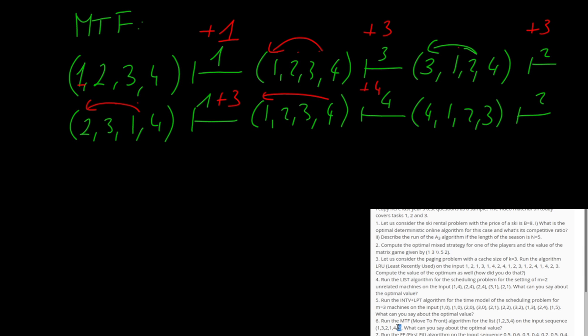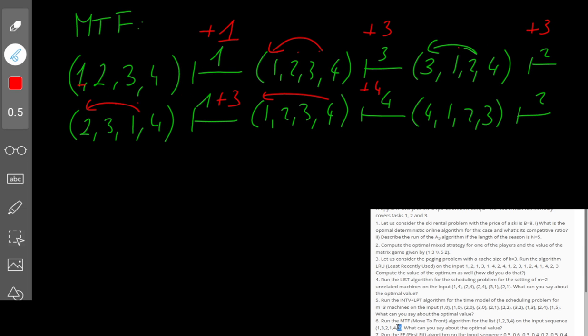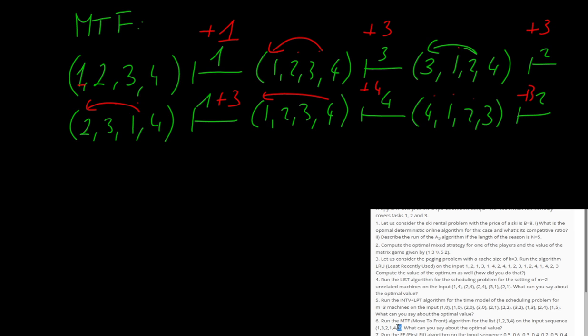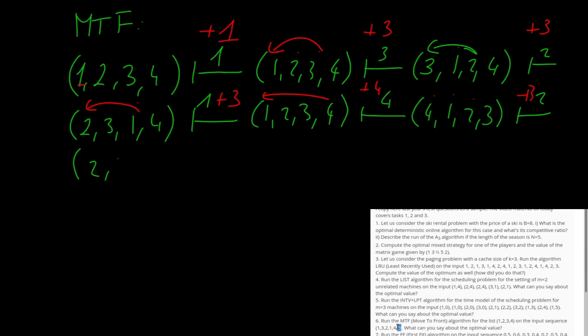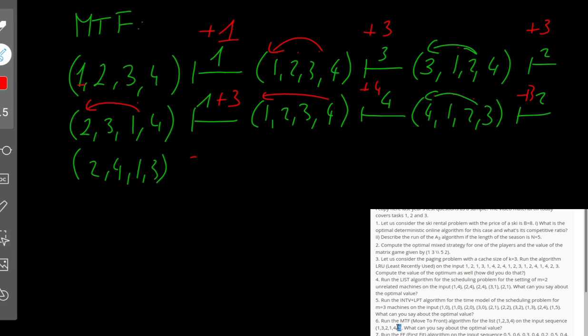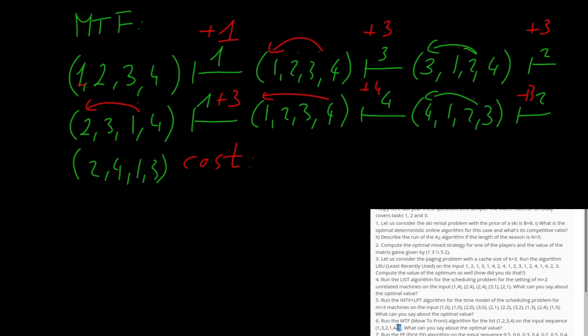And finally I'm accessing the element 2, having a cost of 3, because in the current list that guy is the third one, and then I have to update it to 2, 4, 1 and 3 because the move to front algorithm moves the most recently accessed 2 to the front of the list. Which means that the cost of the algorithm in this case is 1 plus 3 plus 3 plus 3, it's already 10, it's 17. So the cost of the algorithm run on this input is 17.